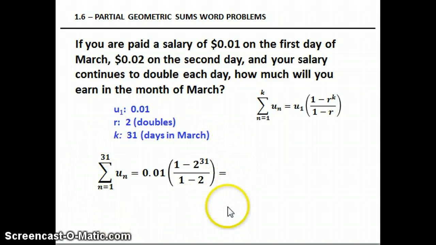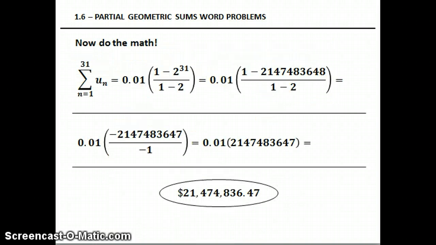So when you get it all plugged in, this is what it looks like. And isn't this going to be an interesting number, 2 to the 31st power? Now, we just do the math. So when we find 2 to the 31st power, you're going to end up with, let's see, what is this? 2,147,483,648.